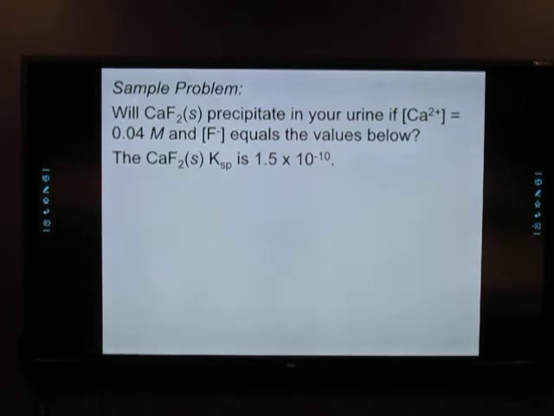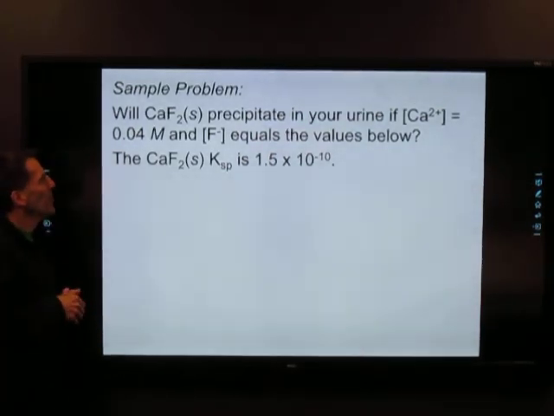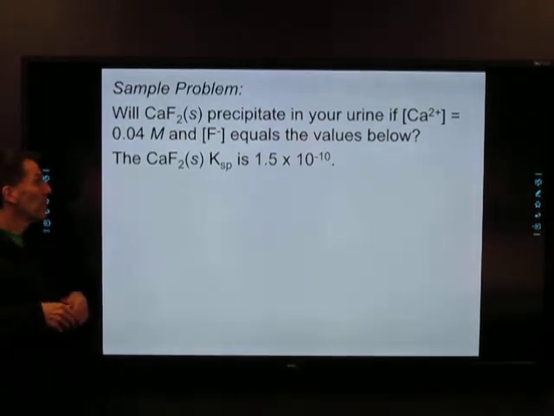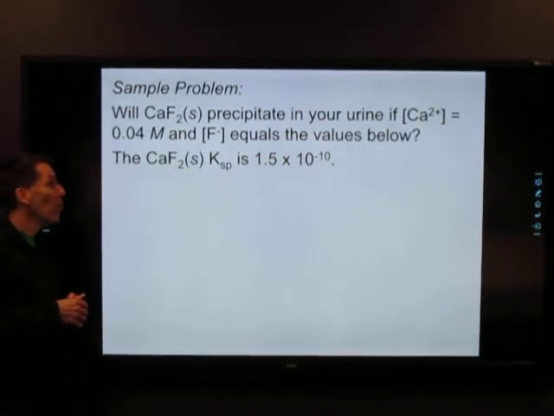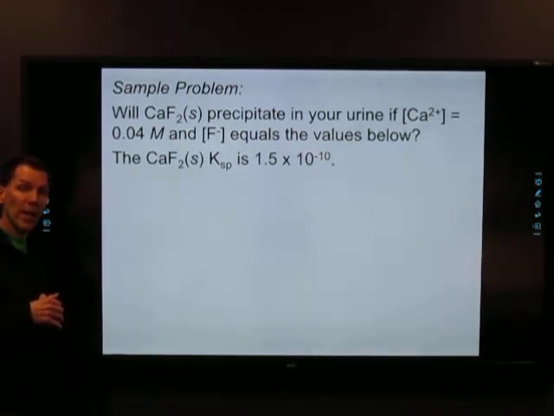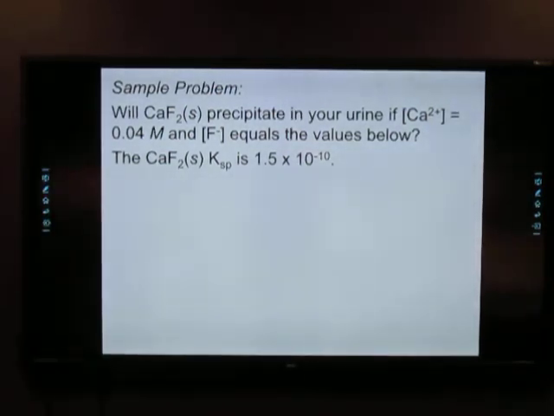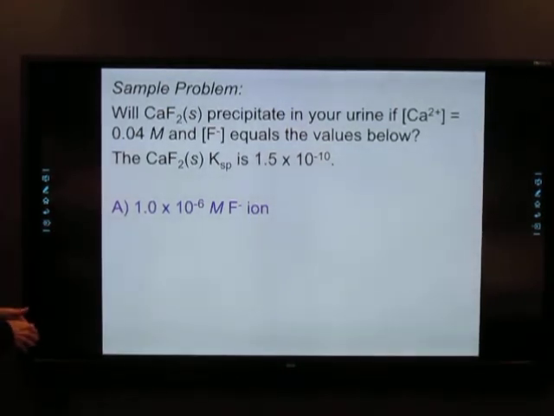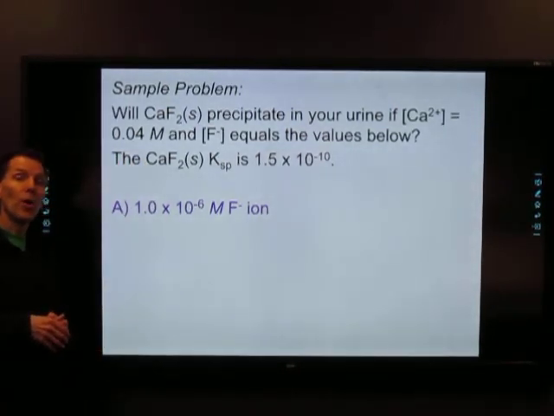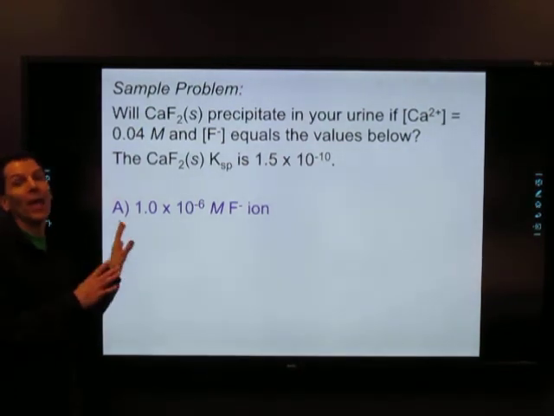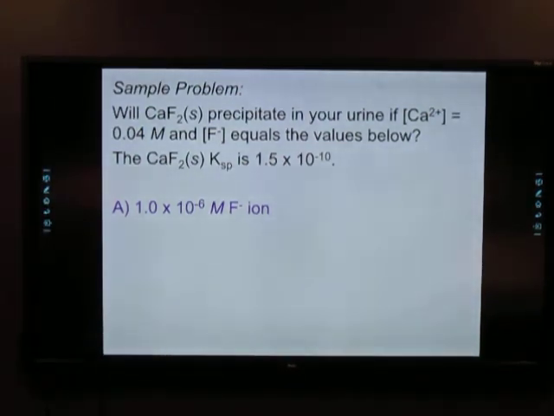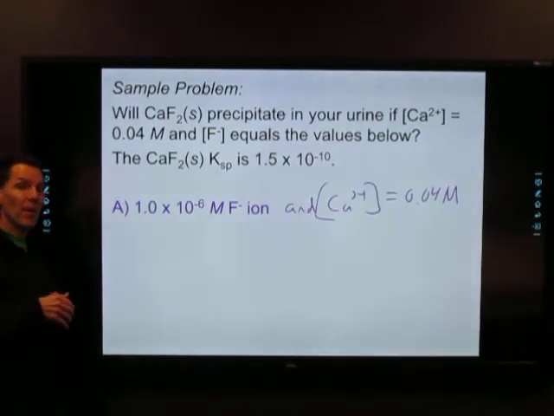And so we'll do a sample problem here, and it'll be involving calcium fluoride. Here's the KSP, 1.5 times 10 to the minus 10. And so then, in the problem here, you're given a couple solutions. The calcium is 0.04 molar in parts A and B. Let me even add that. And you'll be doing a Q versus K comparison.